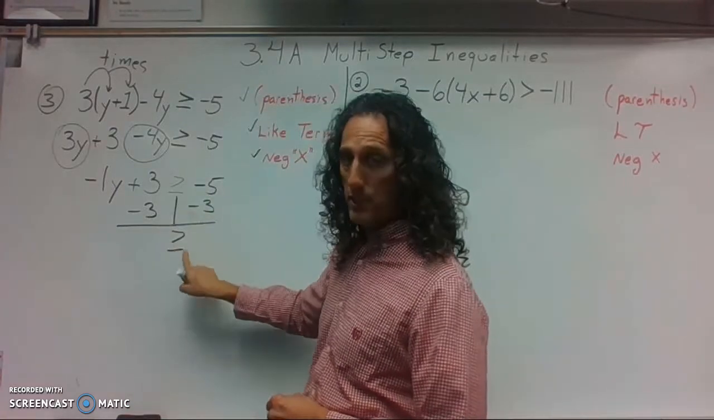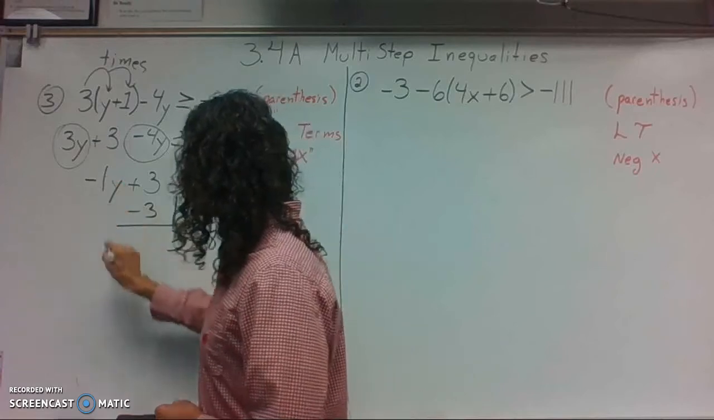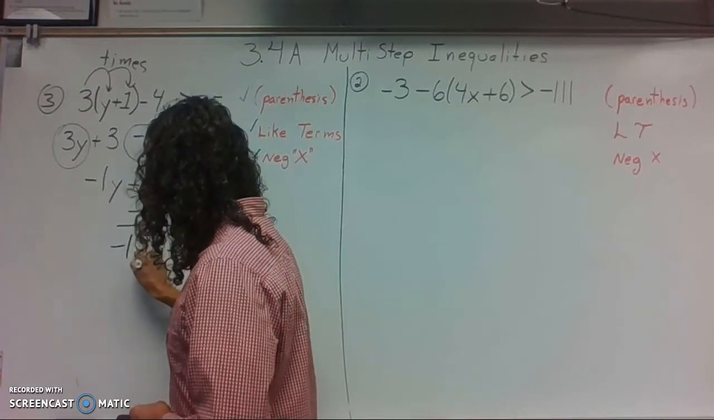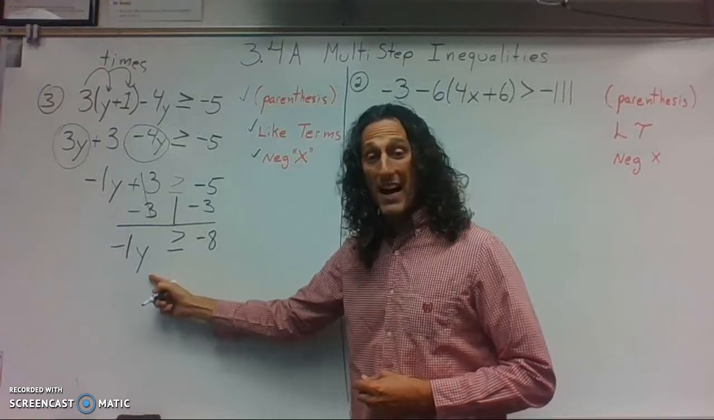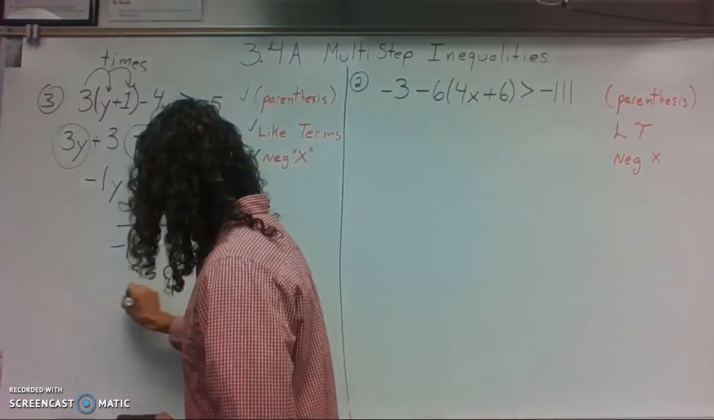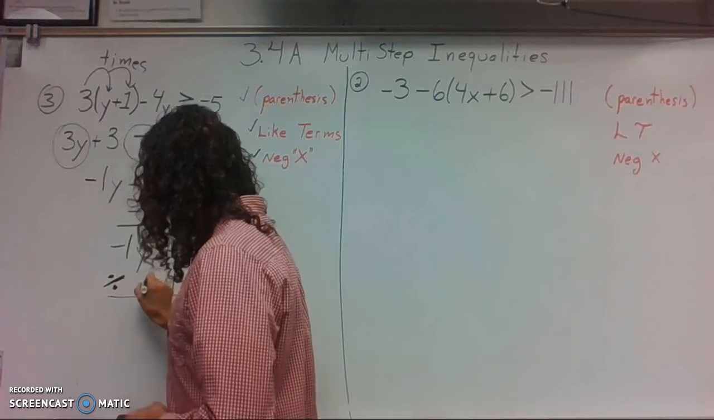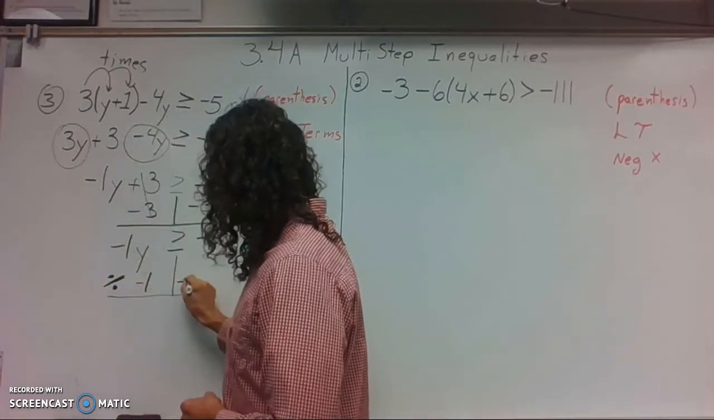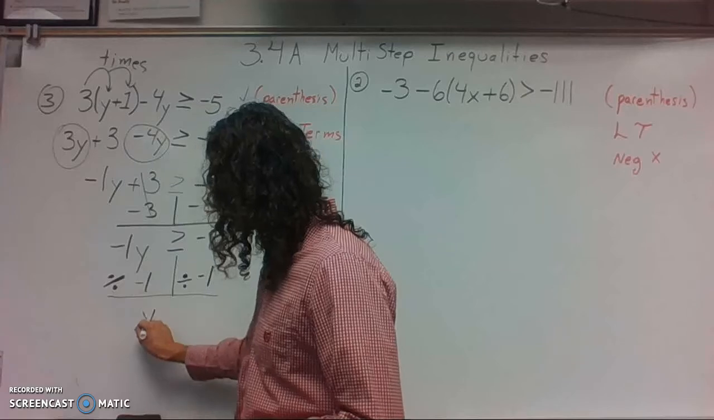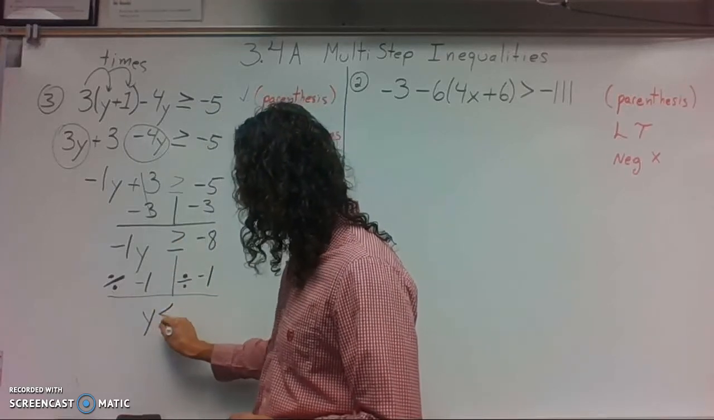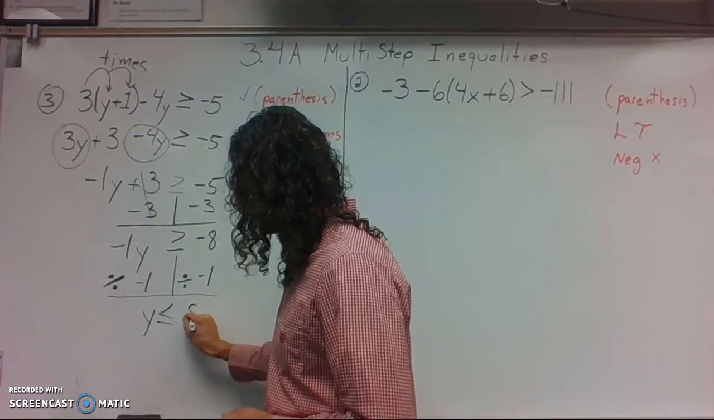I haven't changed this yet. Negative 3 plus negative 5 is negative 8. Drop down my negative 1y. These canceled out. And then here, this is where I'm going to be dividing by a negative. So again, it's not plus 1. It's divide by negative 1. Divide by negative 1. The y falls down. This gets turned around. And then negative 8 divided by negative 1 is a positive 8.